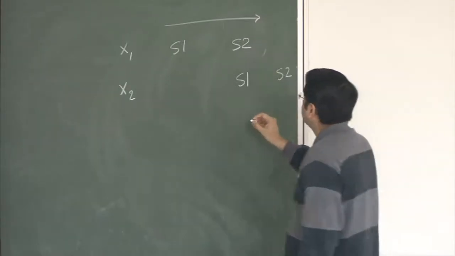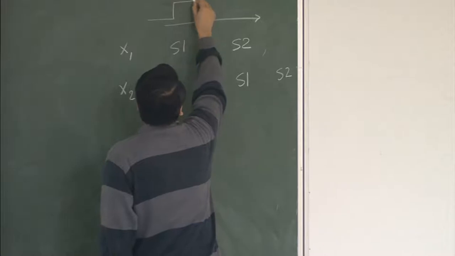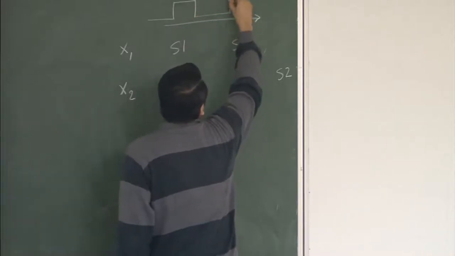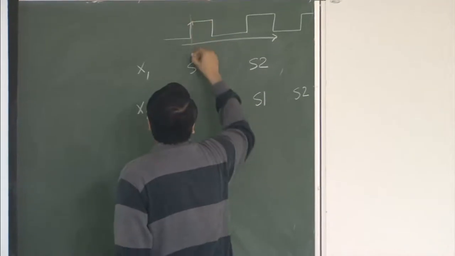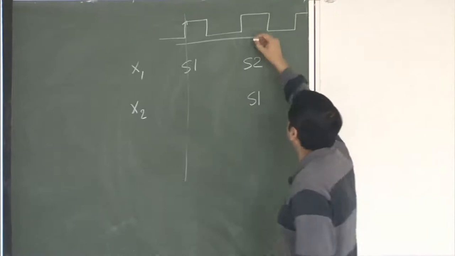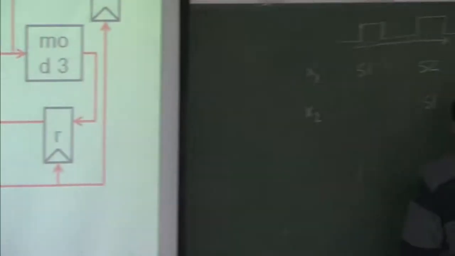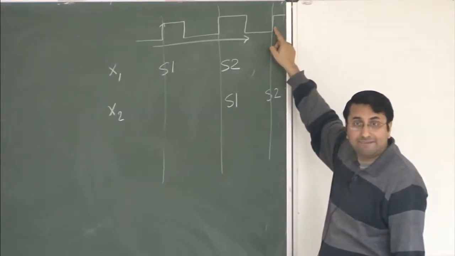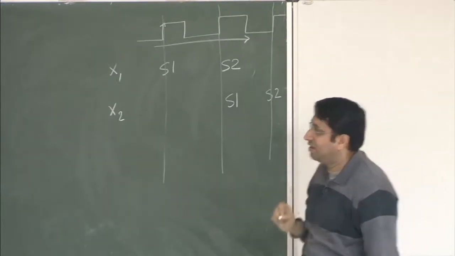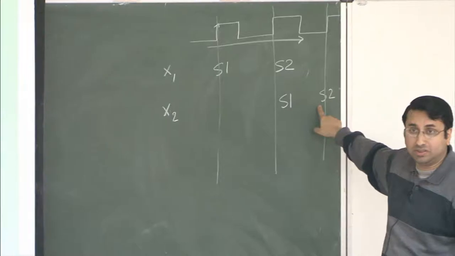What really is going to happen is that this is where X1 gets sampled. This is where this latch will be sampled. This is where the R value will be updated. And this is exactly where X2's S2 will start executing.